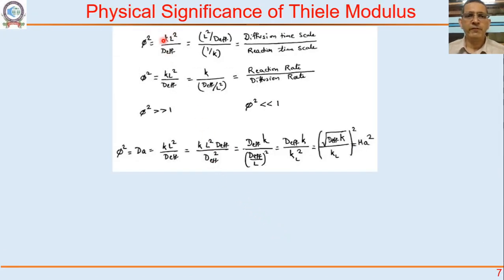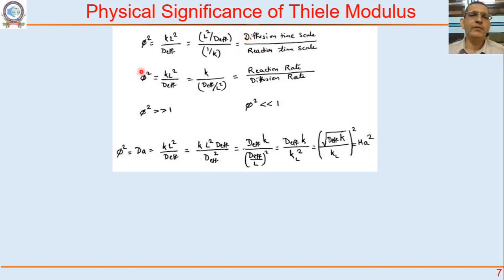Okay, here is the physical significance of the Thiele modulus. Phi square is KL square by effective diffusivity. I can write this a little differently, as L square divided by effective diffusivity, divided by 1 by K. Now L square by effective diffusivity is nothing but the diffusion time scale, the time required for A to diffuse through the slab. That is the meaning of diffusion time scale. 1 by K is like the reaction time scale, the time required for the reaction to get completed, or 63% completed. That's what we mean when we say reaction time scale. It's like a first order rate constant, right? This you have seen in your undergraduate course.